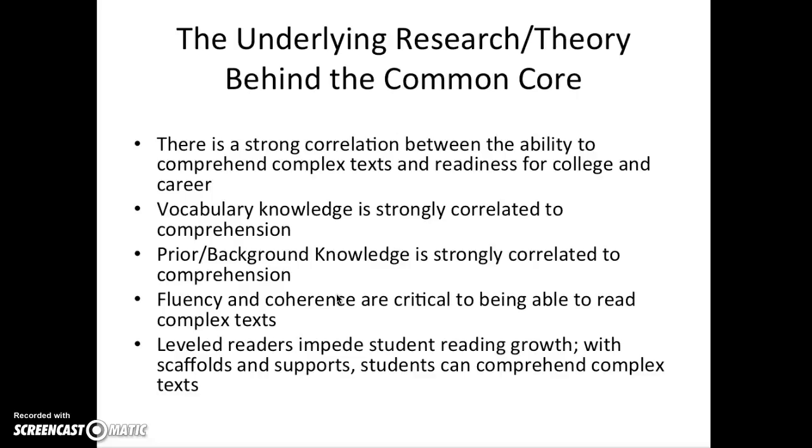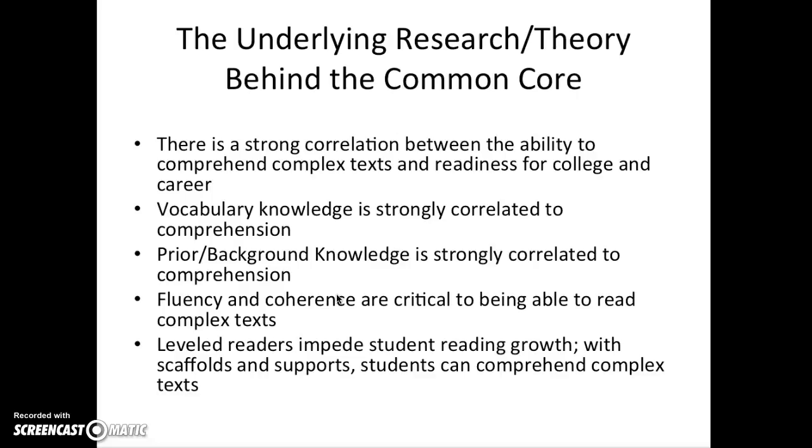Another piece was this idea about fluency and coherence as being critical to reading complex texts. And coherence ties into this idea about the system integration model, and that is you can create a coherent representation of the text as you read it, right? So you're an active reader, and you're also a really structured, intentional reader as well.